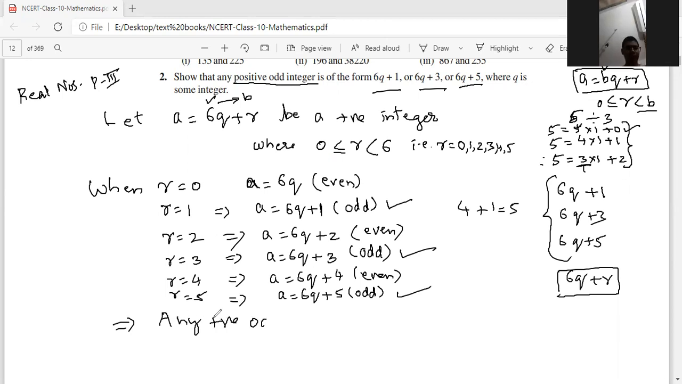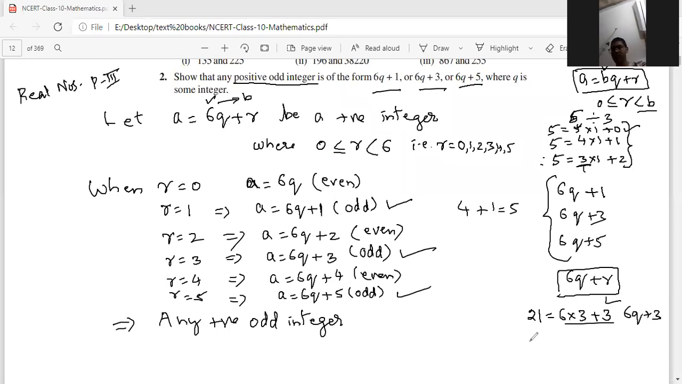So this shows that any positive odd integer can be written in this form. For example, you write any positive odd integer, suppose 21. If you want to write it in this form, 6 threes are 18, plus 3 is 21. So you can see, this is which form? 6q plus 3.